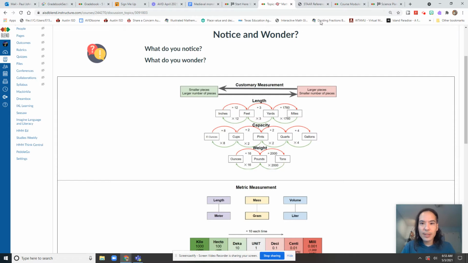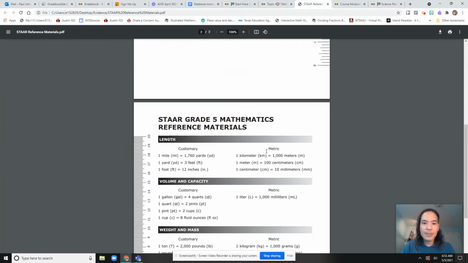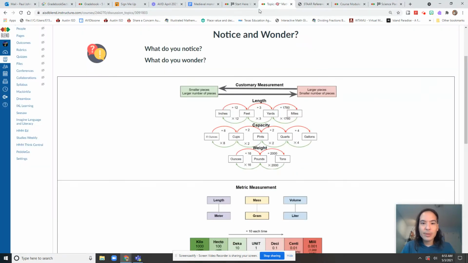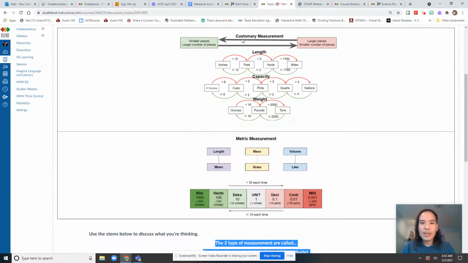The one thing I want to take a look at is the Star Reference Guide, page 2, in comparison to these charts. Basically, what we're looking at is customary measurement conversions. So remember, customary is what we use in America. Mainly, every country besides about 3 countries in the whole world uses the metric system. We use the customary system. So you have to learn both.